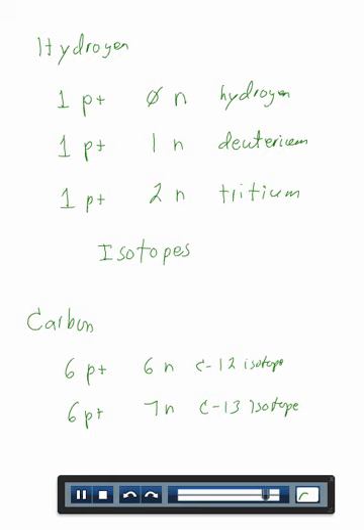Carbon has another isotope, the carbon-14 isotope, but it is radioactive, so it is unstable and decays. But if you had 1 gram of carbon-14, it would take 5,700 years for half of it to decay.